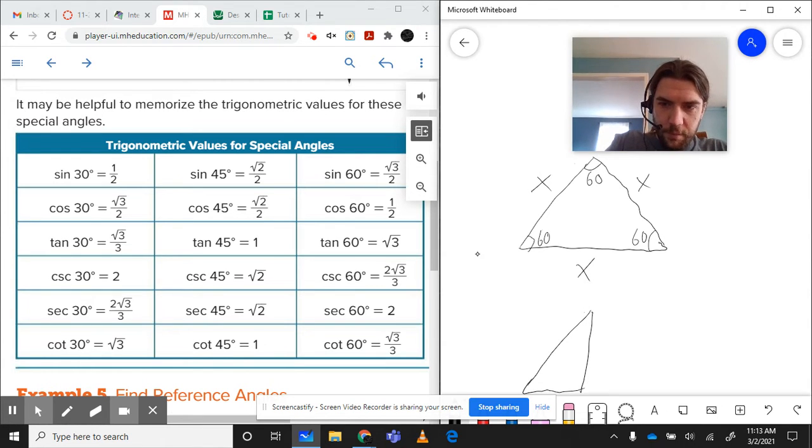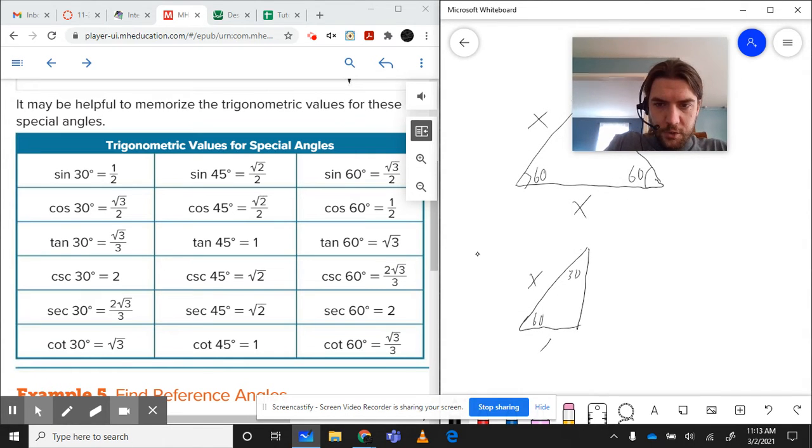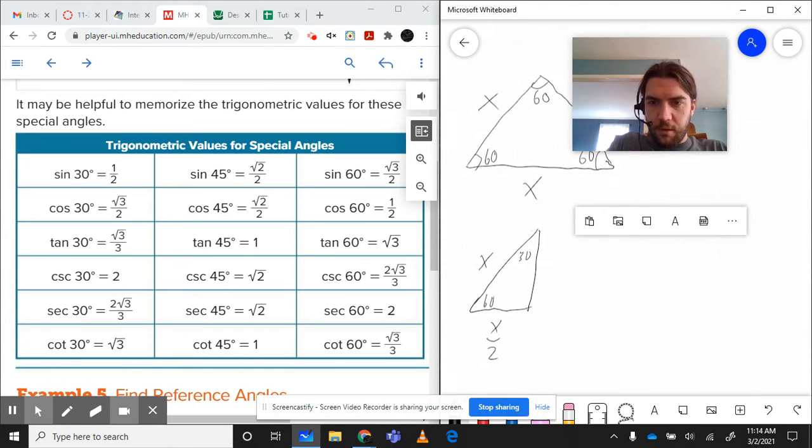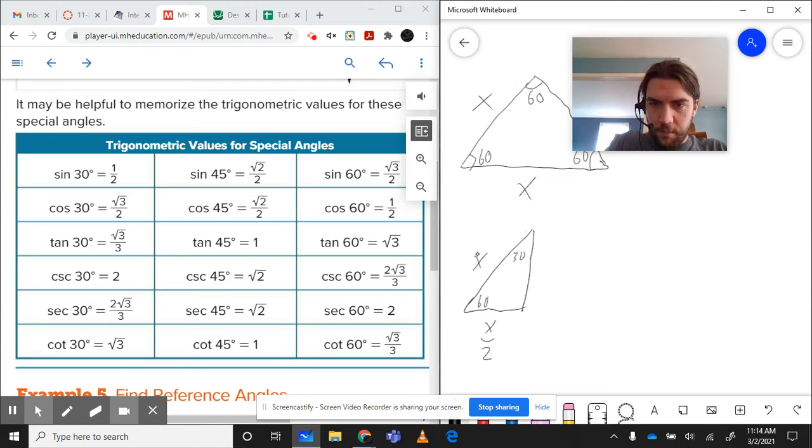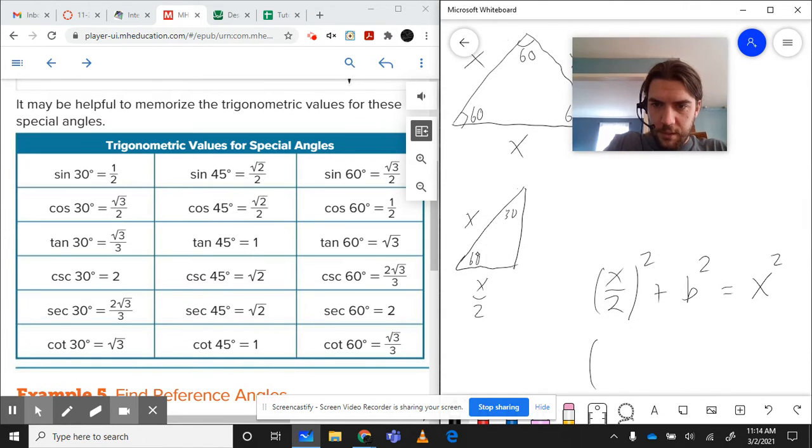Top angle will become 30 degrees. Bottom left will stay 60. We'll still have x here. We will have x over 2 right here. And if we use the Pythagorean theorem, we can find our missing side. So we would say that x over 2 squared plus something else squared, I'll call it b for now, equals x squared. Okay, well, I'm going to get x squared over 4 plus b squared equals x squared.